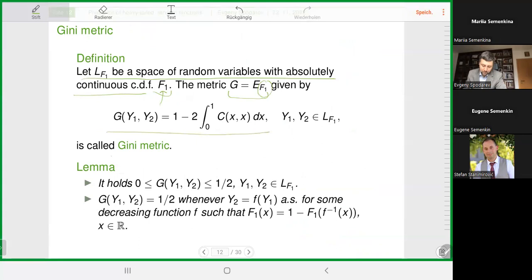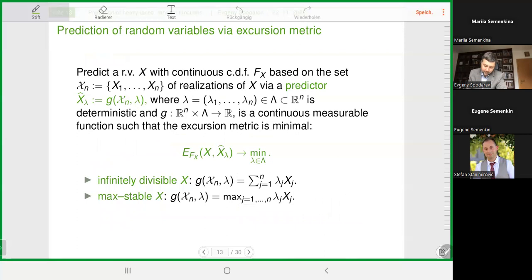And for the Gini metric, we have very nice properties. For instance, it is bounded by 1/2 from above, and the value 1/2 is given exactly when we have a complete dependence, which means Y2 is a certain non-decreasing function of Y1, satisfying some additional condition. And this is good news. So now let us return to our problem of prediction. Suppose we have a random variable X. So far, no random functions, just random variables. And we have some set of realizations of X. And we would like to predict the value of X according to these realizations.